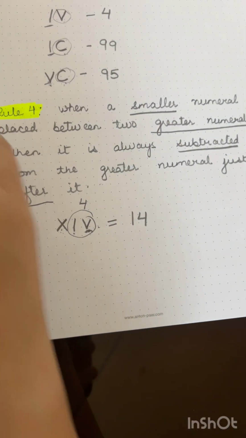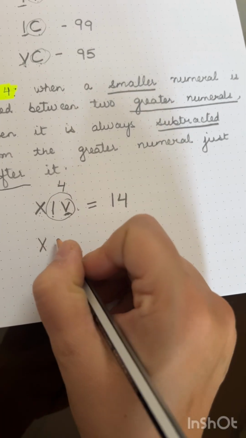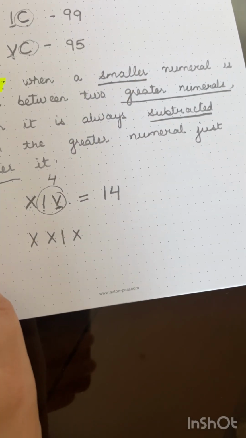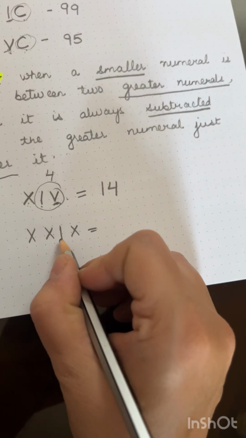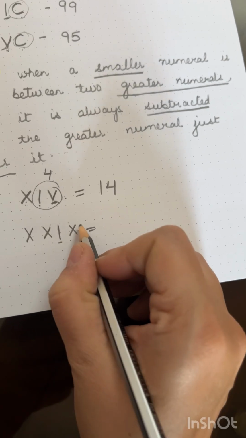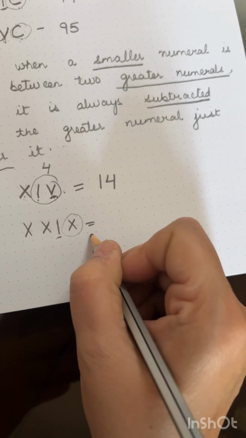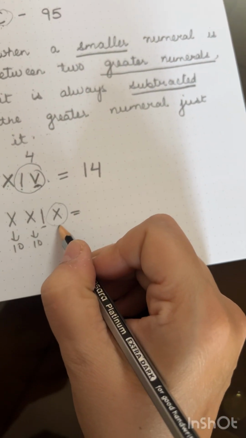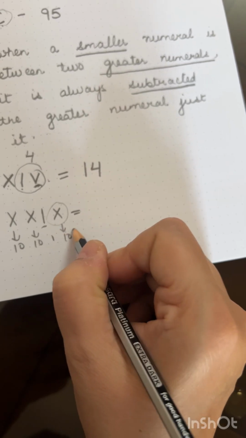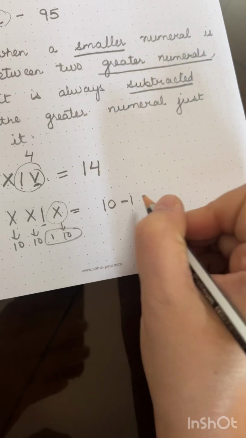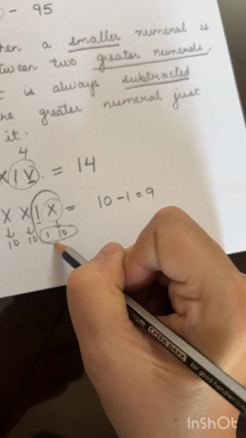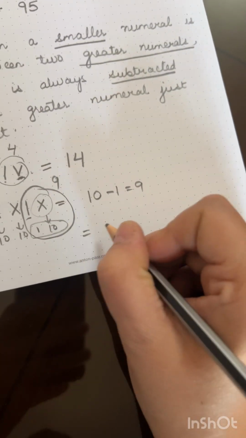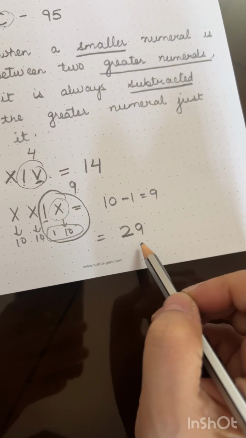So let me give you one more example. Suppose I have written here 3 numerals and I am putting one smaller numeral here. So what will it become? We are going to subtract the smaller numeral from the greater numeral just after it. This is 10, this is also 10, and this is 1, so it will become 10 minus 1, so this number will become 9. So it is 10 plus 10, 20 plus 9, so the answer will be 29. This numeral will be 29.